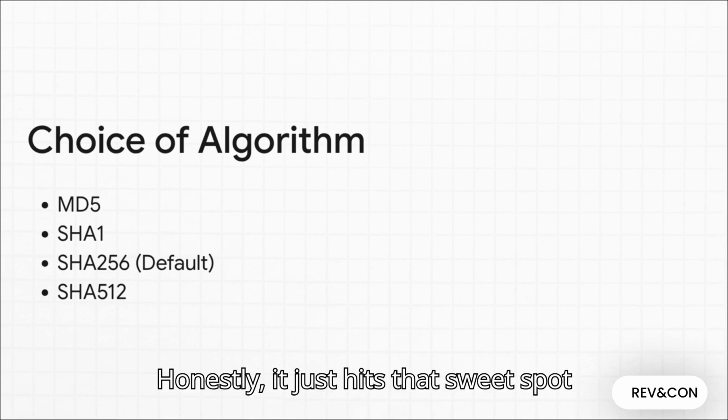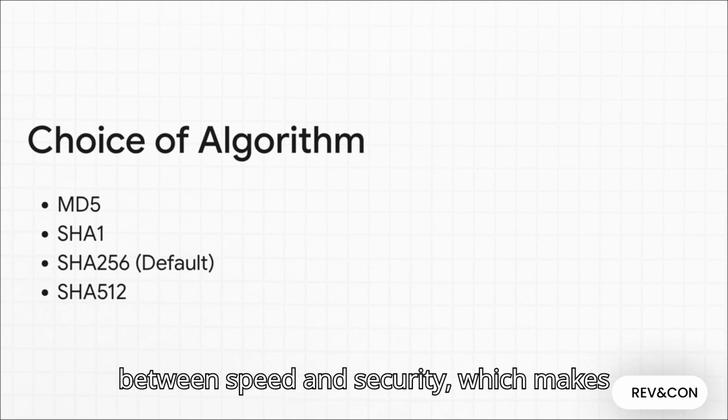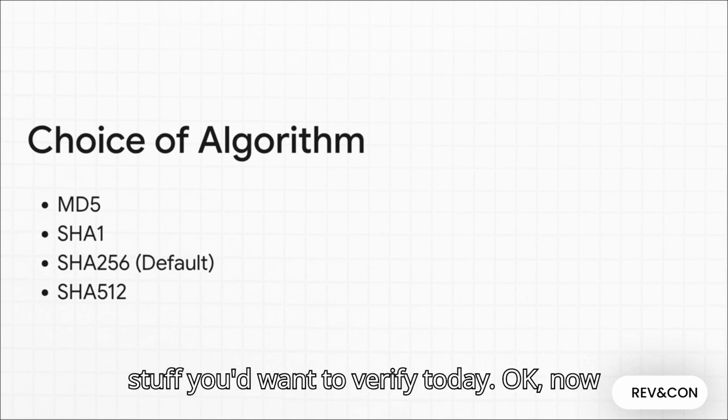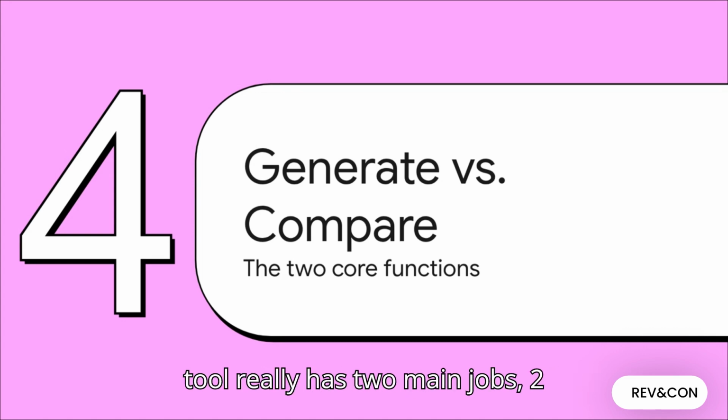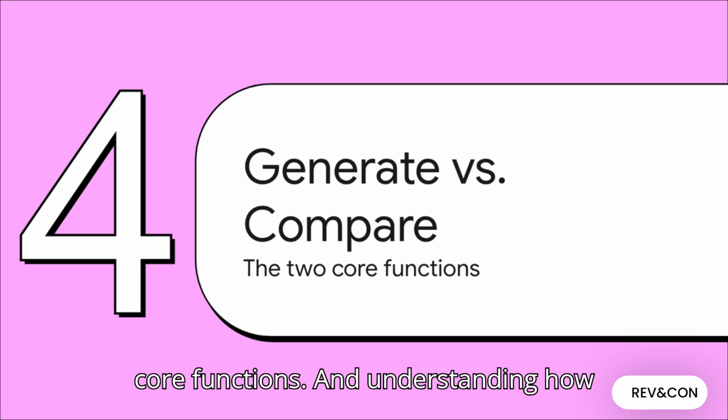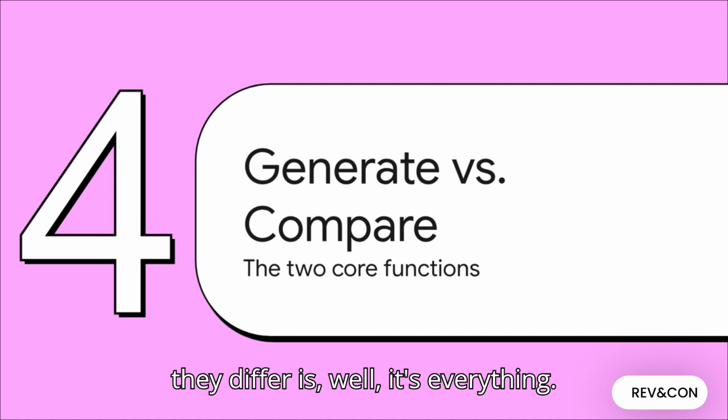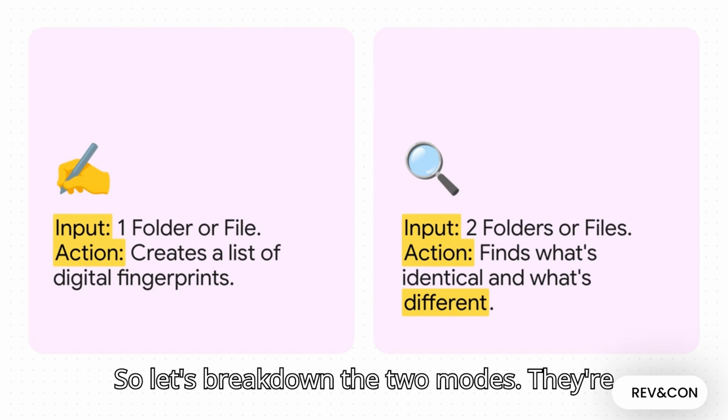Honestly, it just hits that sweet spot between speed and security, which makes it the perfect go-to for most of the stuff you'd want to verify today. Okay, now we're getting to the engine room. The tool really has two main jobs, two core functions, and understanding how they differ is, well, it's everything. So, let's break down the two modes.